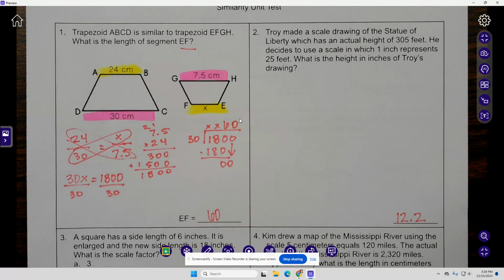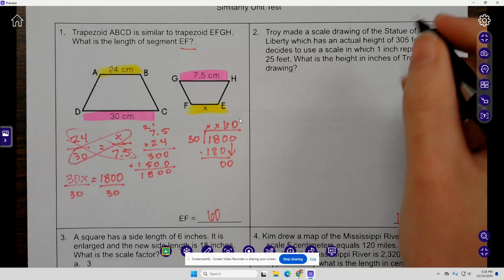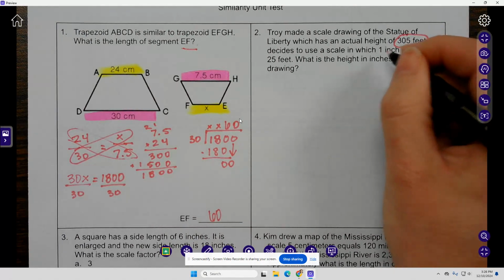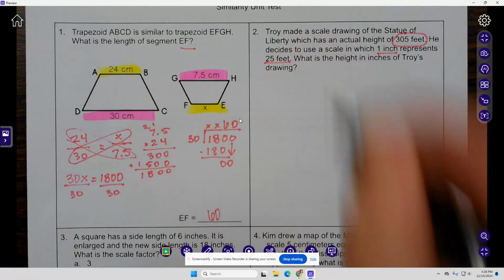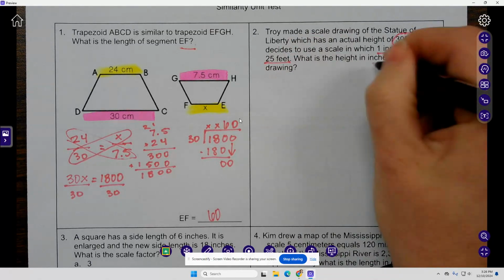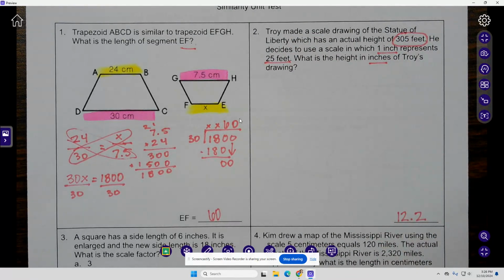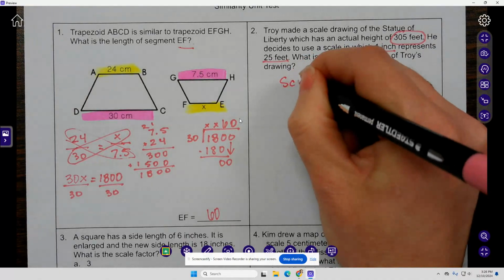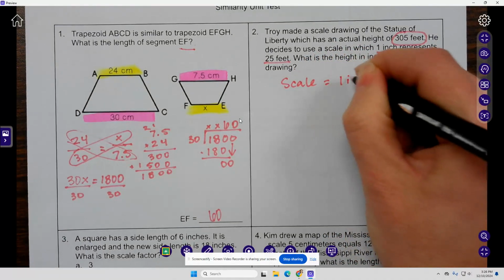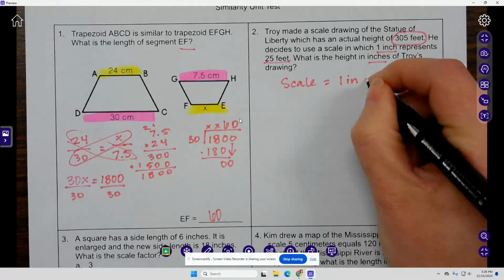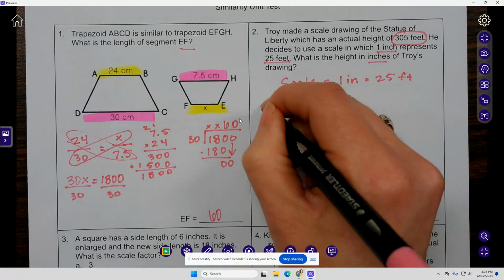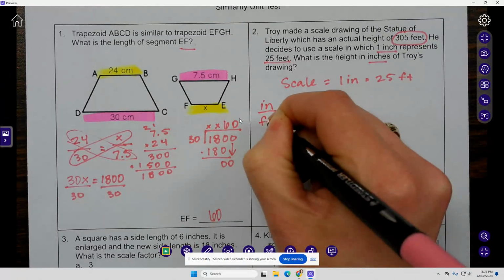Troy made a scale drawing of the Statue of Liberty, which has an actual height of 305 feet. He decides to use the scale in which 1 inch represents 25 feet. What is the height in inches of Troy's drawing? So I need to set up a proportion. The two categories that I'm going to use come from my scale. So my scale equals 1 inch equals 25 feet. So my two categories here are inches over feet.